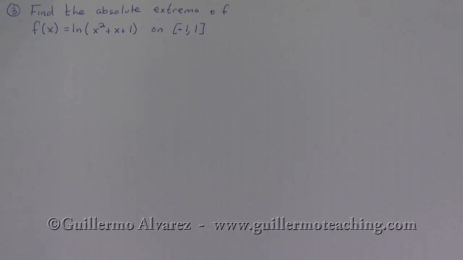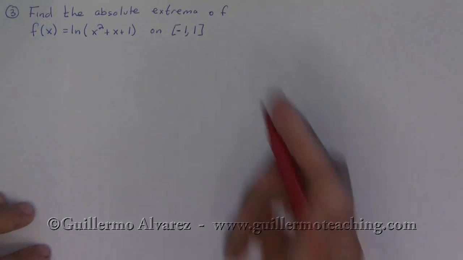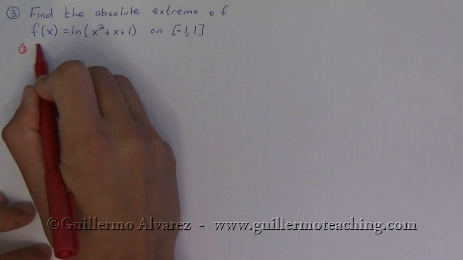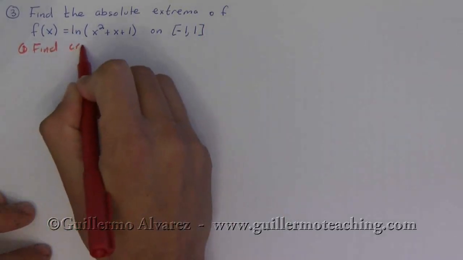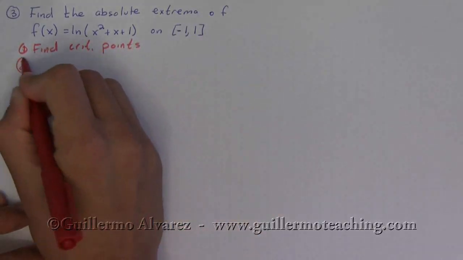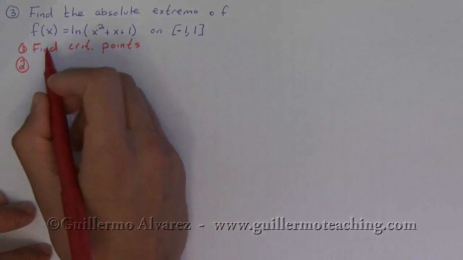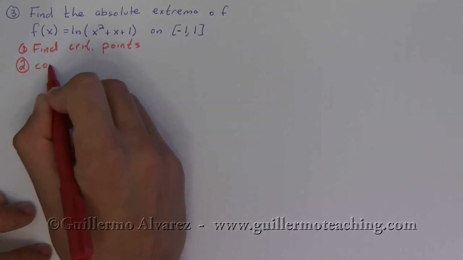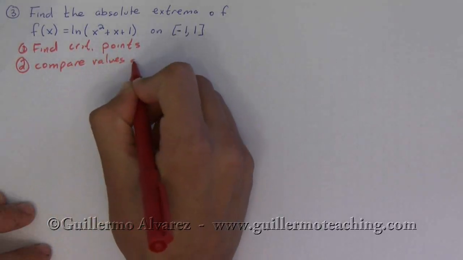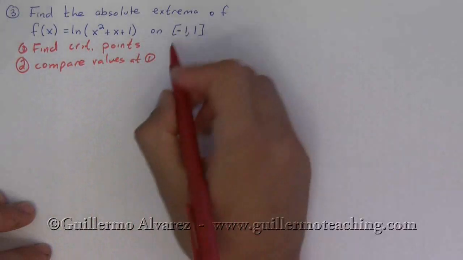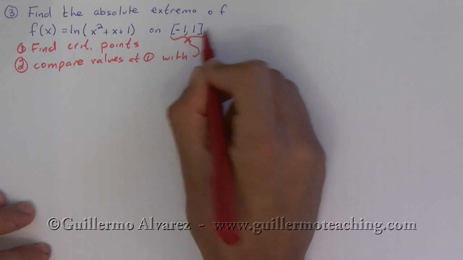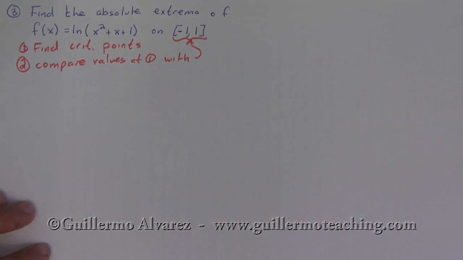Okay, so to find the absolute extrema, or the absolute maximum and minimum of this function, as usual, first we're going to find the critical points. And then the second thing is we're going to compare the values at those critical points with the endpoints, with the values of the function at the endpoints.